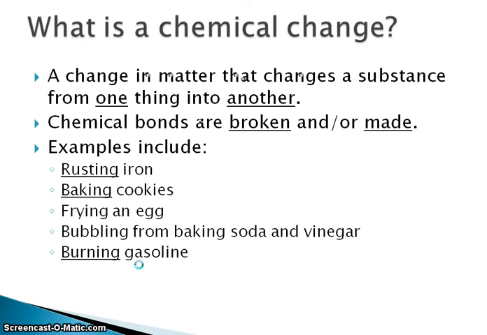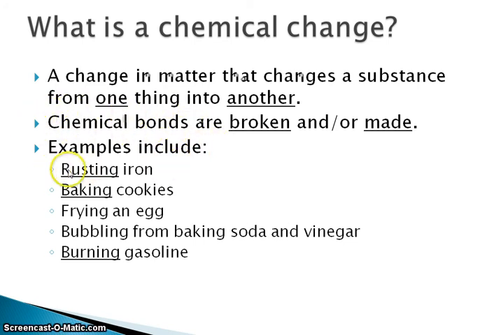A chemical change is different. So let's look at what a chemical change is. A chemical change is a change in matter that changes a substance from one thing into another. Chemical bonds are broken and/or made. Remember, chemical bonds are the things that hold elements together when they're in a compound. So we're either having elements come together or go apart from their bonds. They're making compounds or breaking compounds.